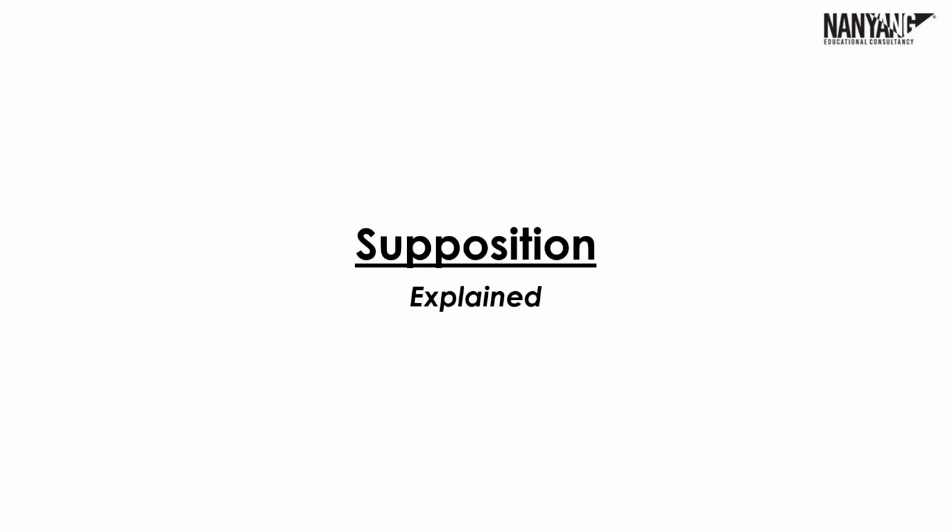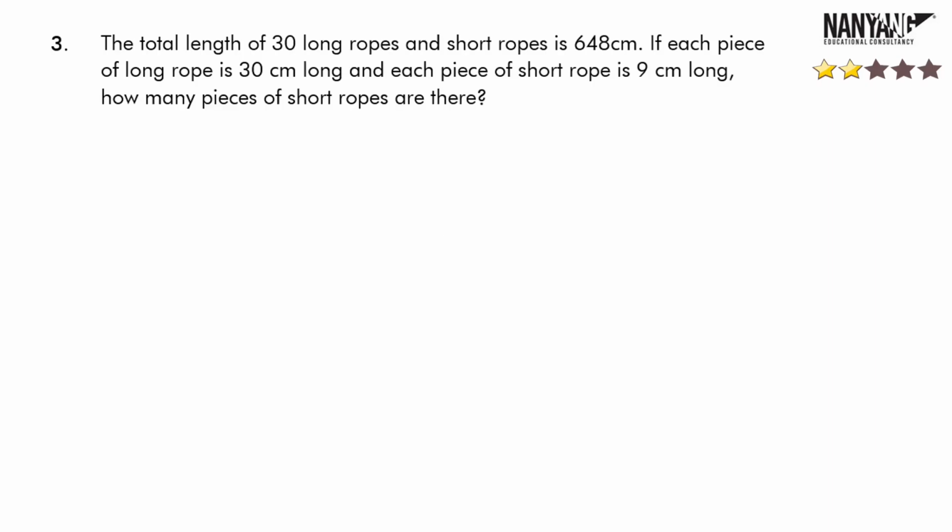Now let's try a more difficult question. The total length of 30 long ropes and short ropes is 648 centimeters. If each piece of long rope is 30 cm and each piece of short rope is 9 cm, how many pieces of short ropes are there? Feel free to pause the video and attempt the question. You can resume once you're ready.